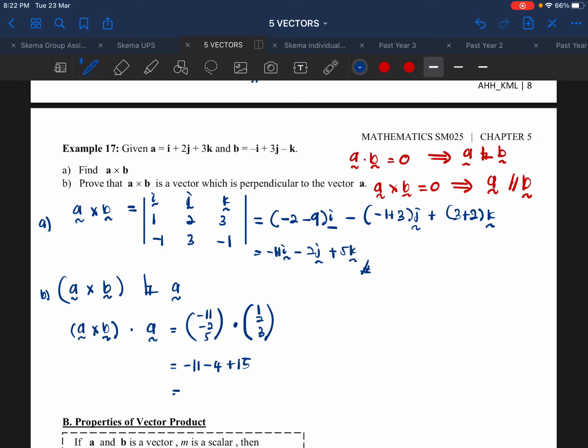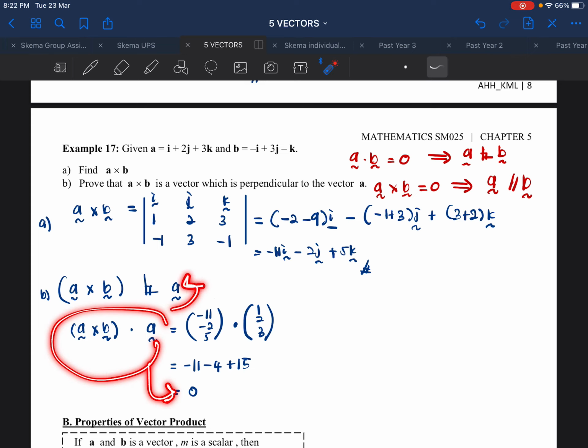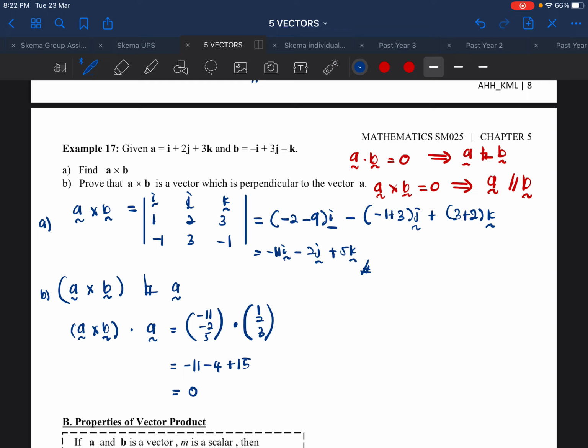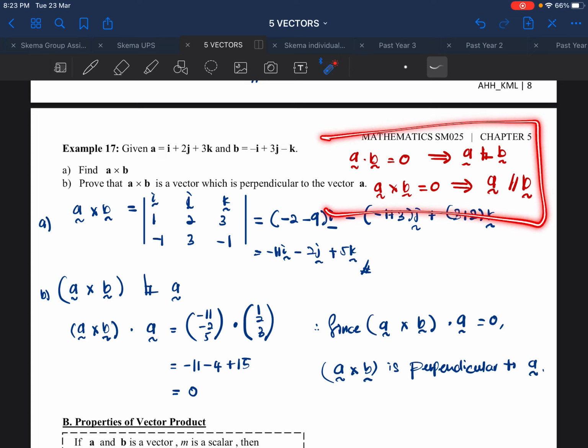Which is kamu akan dapat 0 dekat sini. So kita dah wujudkan, maksudnya kita dah buktikan ini equals to 0, maksudnya A cross B perpendicular to A lah. So kita tinggal buat conclusion je. Since A cross B dot A is equals to 0, A cross B is perpendicular to A. Okay, so ini dua properties yang kamu mesti ingat, wajib ingat.